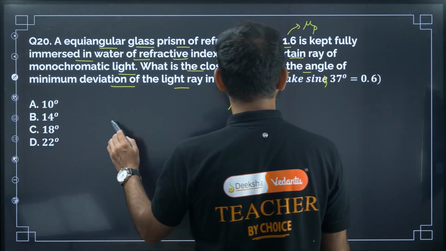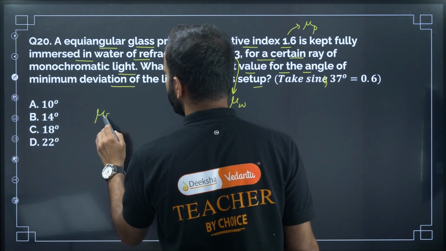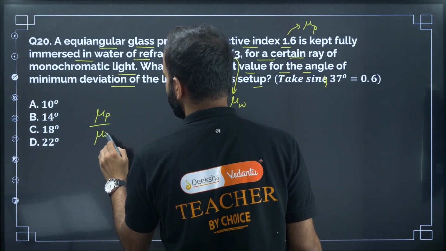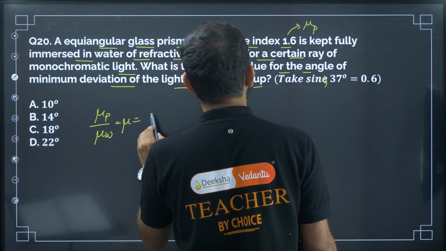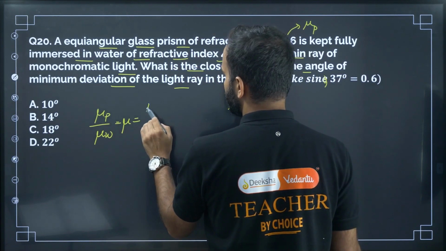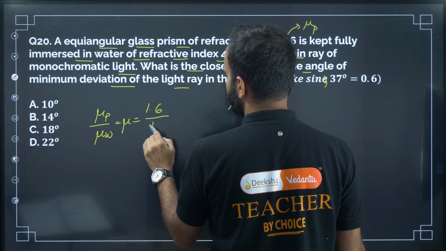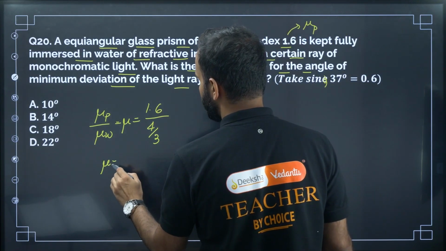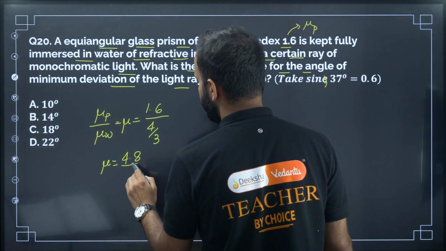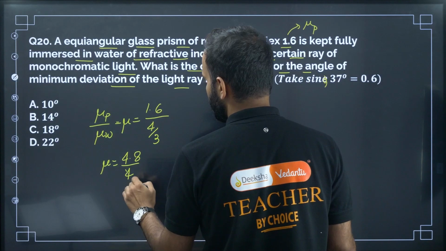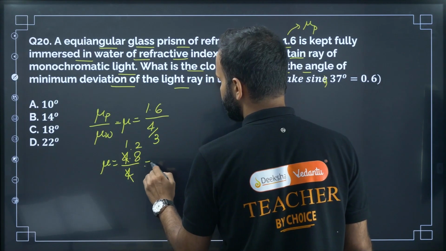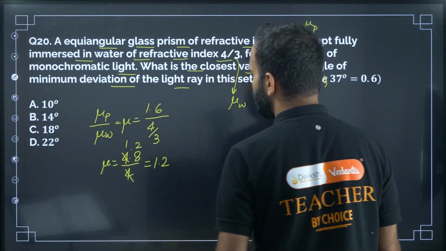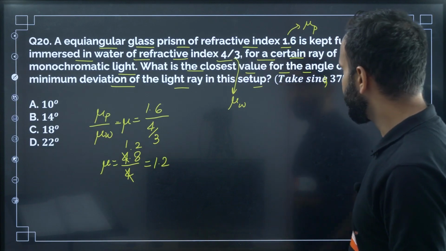So what is the refractive index of the prism with respect to water? Refractive index of the prism with respect to water, which is equal to mu, is equal to 1.6 divided by 4/3. So now mu is equal to 4.8 divided by 4. So this will be 1.2. Mu is equal to 1.2.